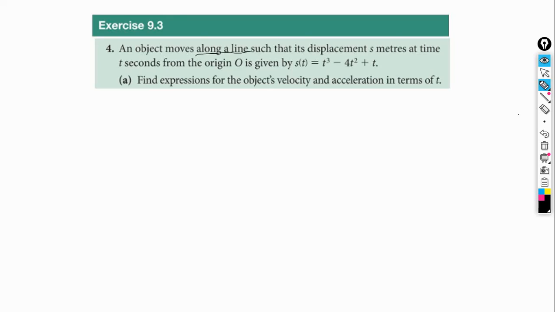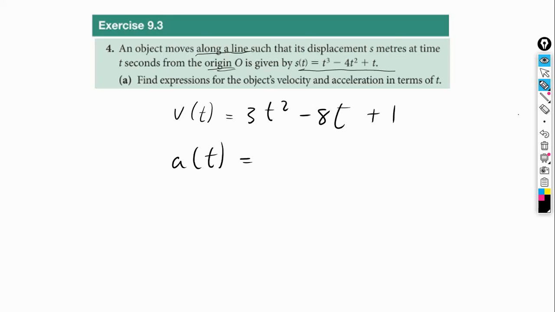So its displacement s meters at time t seconds from the origin is given by this function here. Part A: find an expression for the object's velocity and acceleration in terms of t. I'm sure all of you did this easily because you know that velocity is the first derivative of displacement. So it's going to be 3t squared minus 8t plus 1. And the acceleration is just the second derivative, or the derivative of velocity, so it's going to be 6t minus 8.